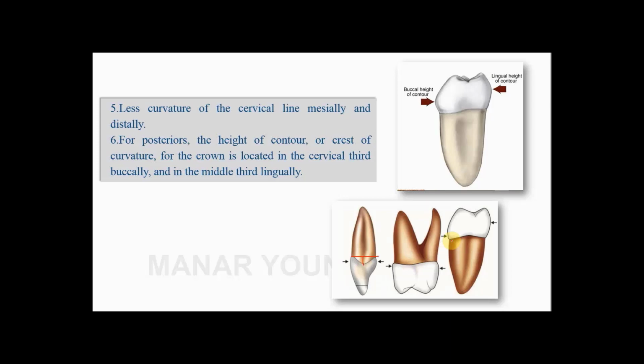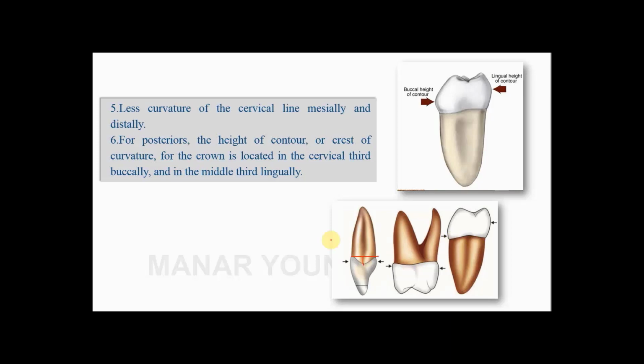Also, regarding the position of the mesial and distal contact area of each posterior tooth, usually the contact areas are at the same level or nearly at the same level, both mesially and distally, compared with the anterior teeth where the mesial and distal contact points are usually at different levels. Regarding the curvature of the cervical line, posterior teeth are characterized by less curvature of the cervical line, both mesially and distally, compared with the anterior teeth. As is shown here, the curvature of the cervical line is much greater in the anterior teeth compared with the posterior teeth.